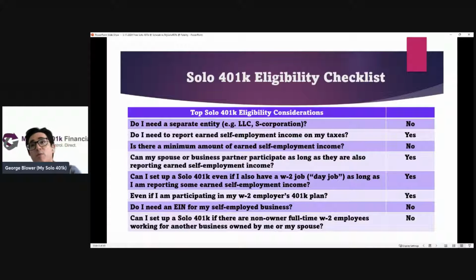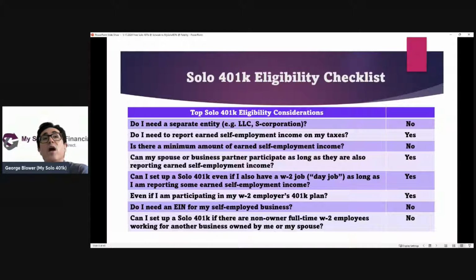Now, there's no minimum amount of earned income that you would need to report in order to be eligible to set up a plan. But if your goal is to make contributions, you can't save more than you earn. So you might only have a few thousand dollars of self-employment income, which would make you eligible, but you're not going to be able to save more than a few thousand dollars because you can't save more than you earn. Your spouse or business partner can participate as long as the spouse or business partner is also working in the business, reporting their own earned self-employment income.